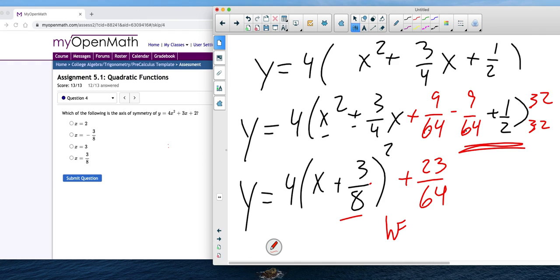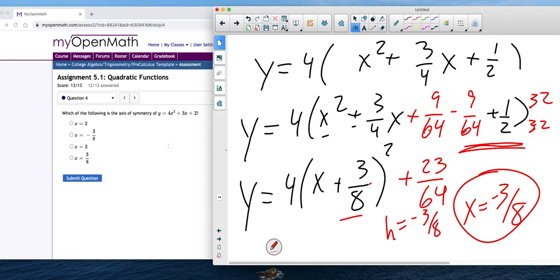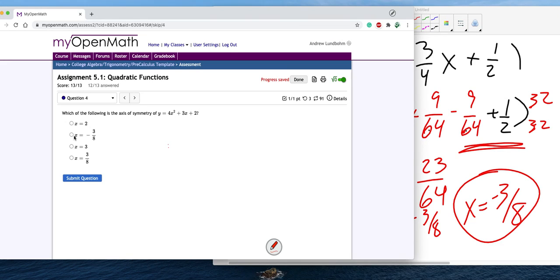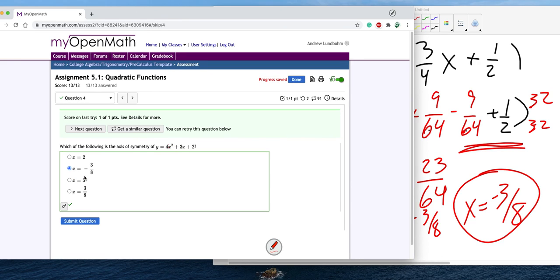H equals negative 3/8, which means x equals negative 3/8 for our axis of symmetry. Okay, hope this helps.